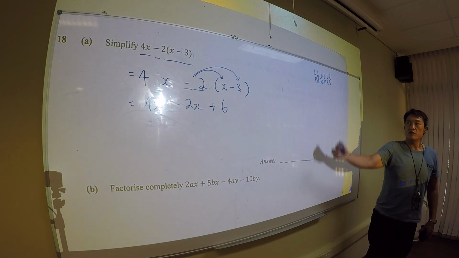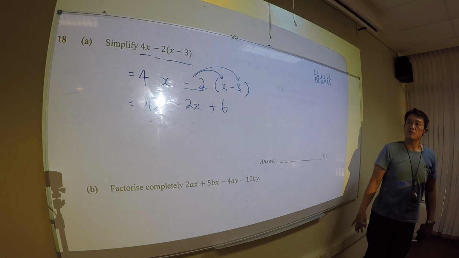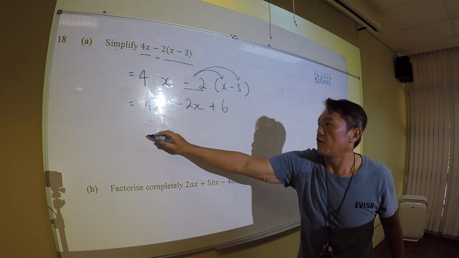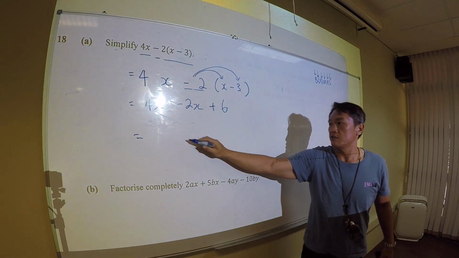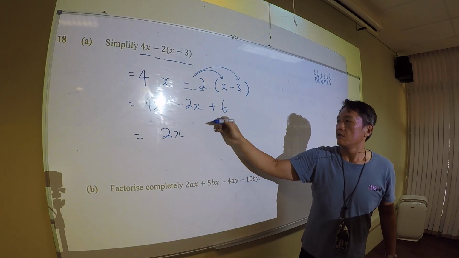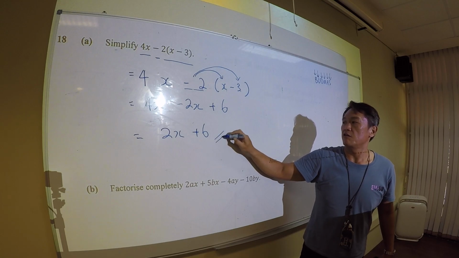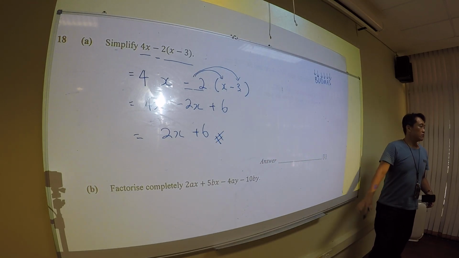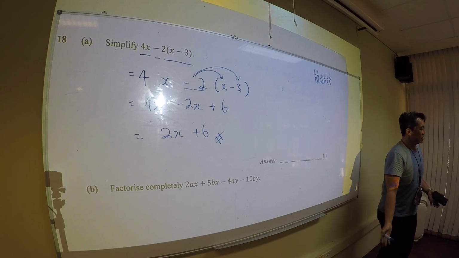Okay. So this question is actually just asking you to do this only. And then 4x minus 2x is 2x. 6 cannot combine with anything else, so it's just like that. So this question is actually very simple.